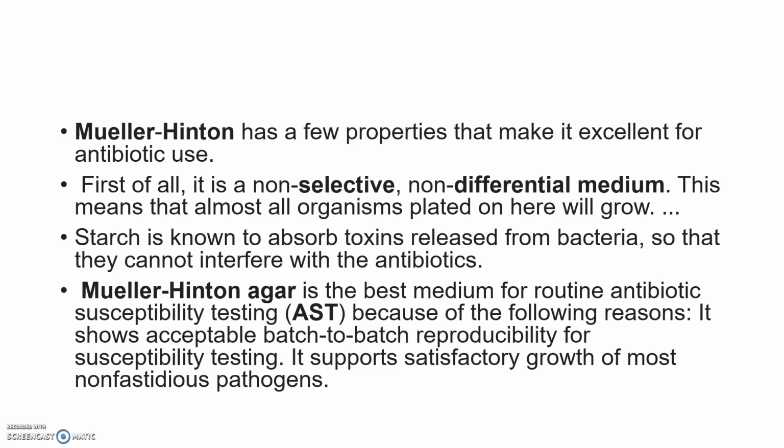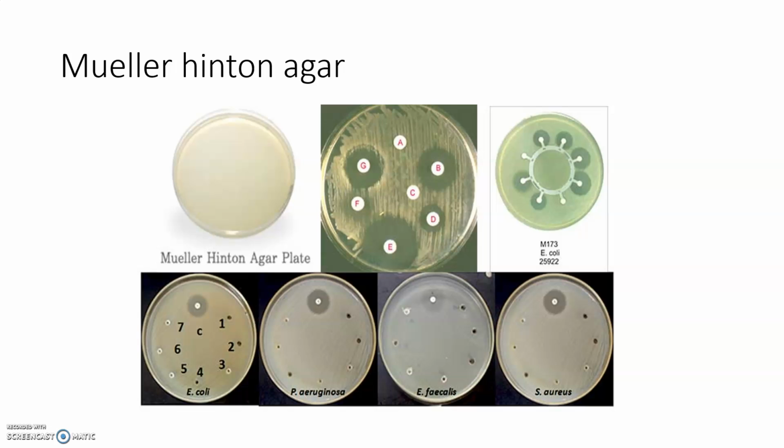Then, Mueller-Hinton agar is the best medium for routine antibiotic susceptibility testing for the following reasons. It shows acceptable batch-to-batch reproducibility for susceptibility testing. And also it supports satisfactory growth of most non-fastidious pathogens. So it helps in the growth of both fastidious and non-fastidious pathogens. So these are the examples, pictures of Mueller-Hinton agar. Thank you.